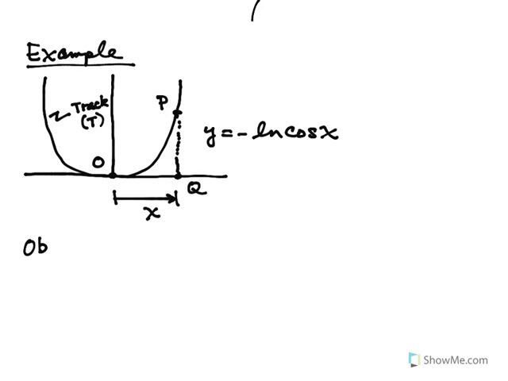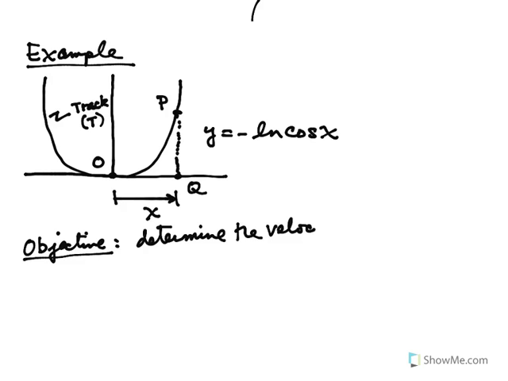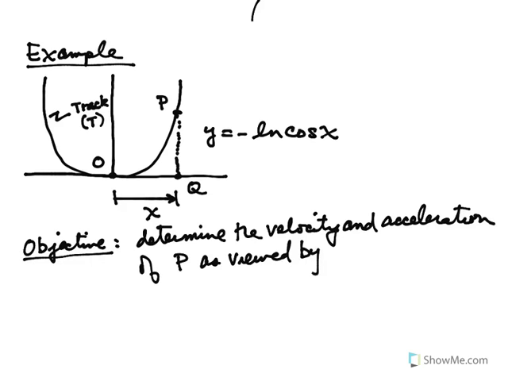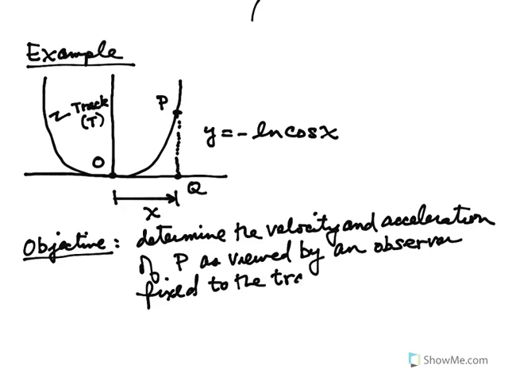So let's write down the objective. The objective is to determine the velocity and acceleration of P as viewed by an observer fixed to the track and expressed in intrinsic coordinates relative to the track.